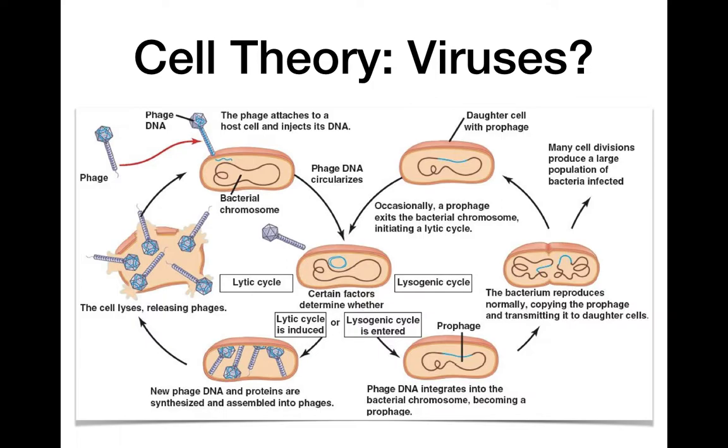And then after enough viruses have been made, the cell will lyse, which means exploding, bursting out, and release all those new viruses that have been made. This is what's happening when you're actively sick with a viral infection.